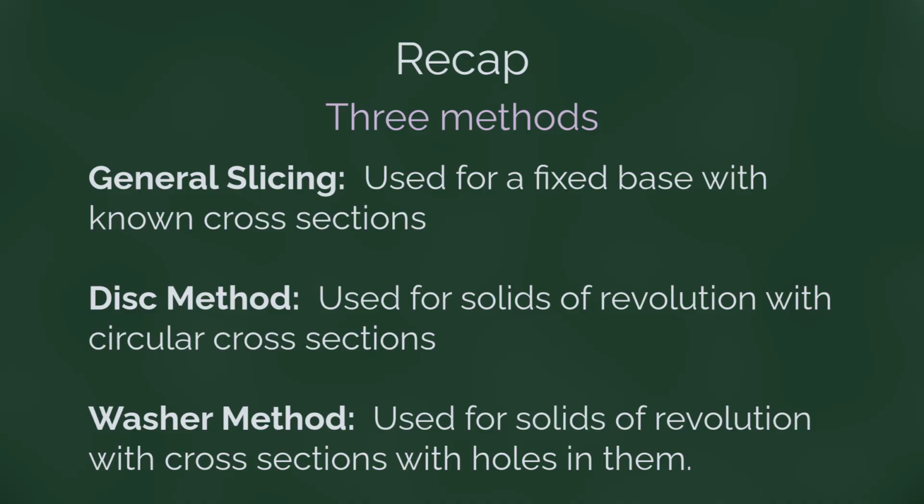Let's recap everything we just saw. We have 3 different methods for finding volumes. The first was general slicing, where we're given a fixed base and told what our cross sections look like. Then we have the disc method, when we revolve around either a horizontal or vertical axis, but the resulting cross sections are circular. And finally, we have the washer method, again revolving around a horizontal or vertical axis, but this time we create a cross section that has a hole in the center.